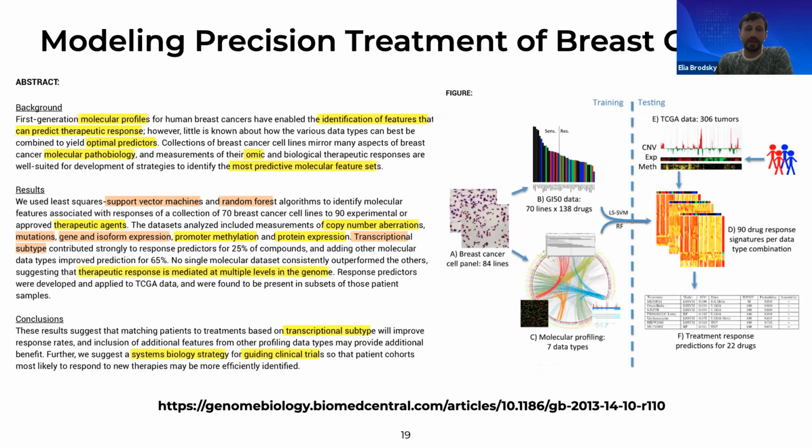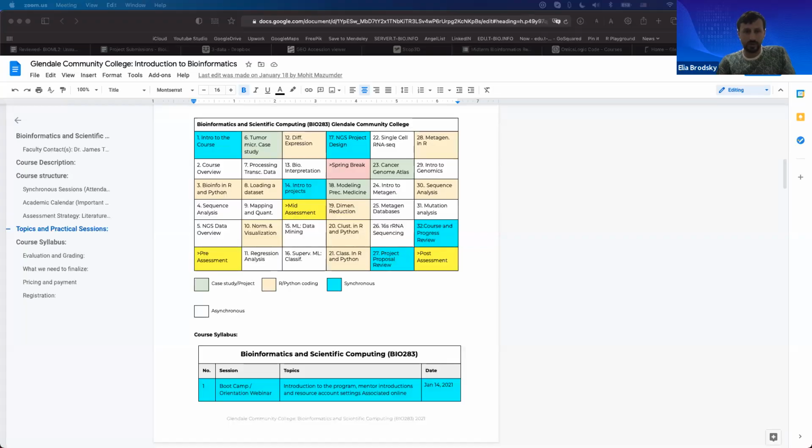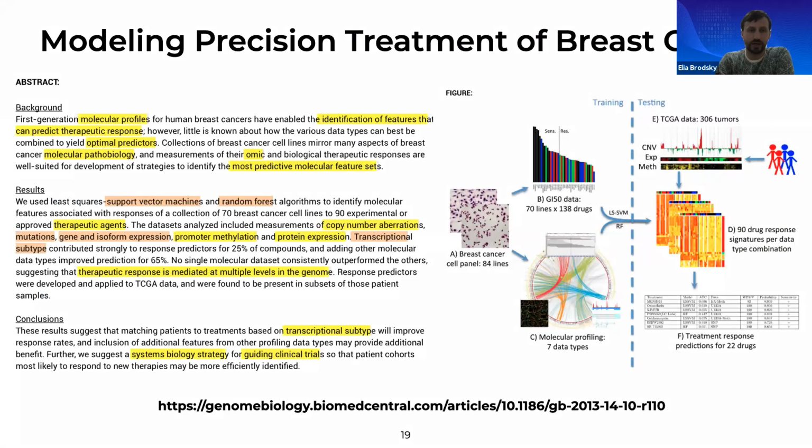This is a publication that is used in Transcriptomics 3. If you already started Transcriptomics 3, as I saw some of you did, you'll be more familiar with this data set. If you have not yet started, this is the link to this article. Let me share this link with you. You will find this link referenced in Transcriptomics 3 as well. Okay, so this article is called Modeling Precision Treatment of Breast Cancer. As you can see, the abstract is separated into three sections: the background, the results, and the conclusions.